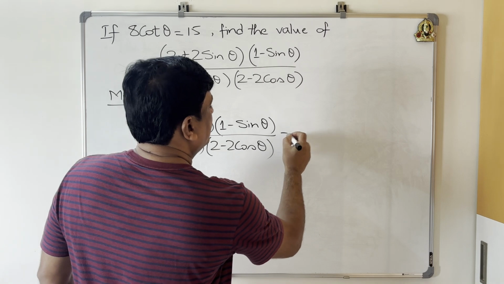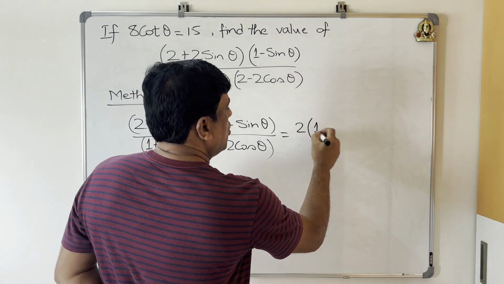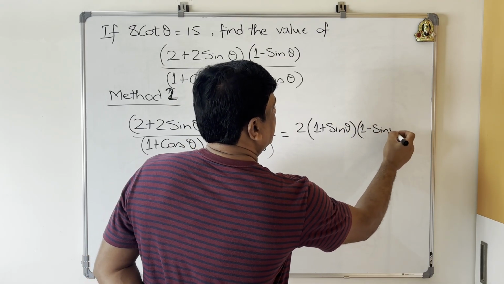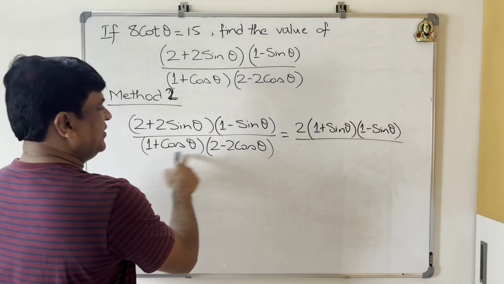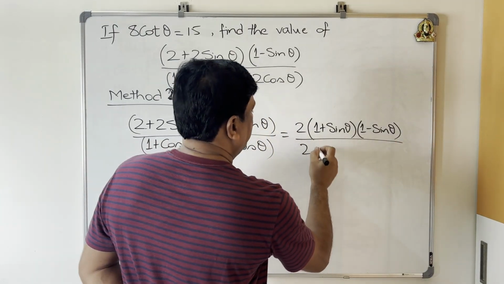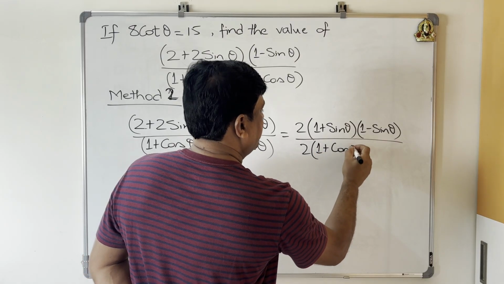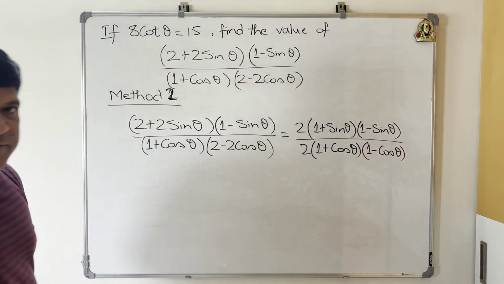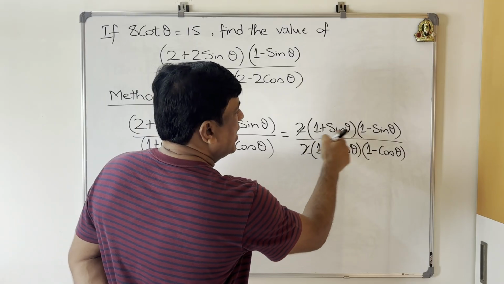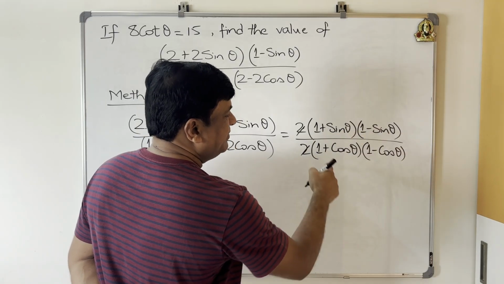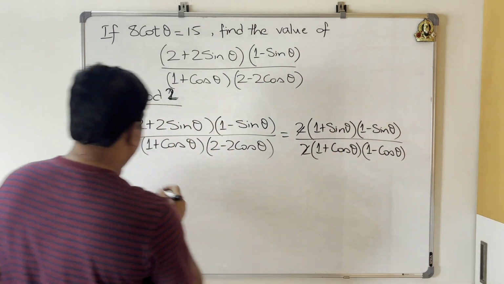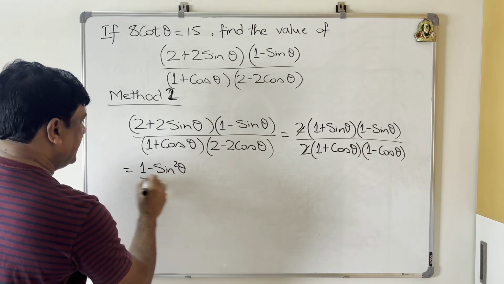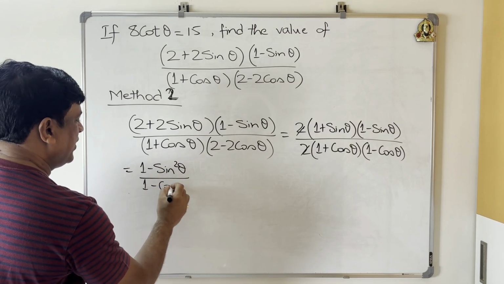Let's take it out. So I'll write it as 2 times 1 plus sine theta times 1 minus sine theta. Done. And in the denominator also, I have a 2 common. I'll put it outside. I'll write it as 1 plus cos theta and 1 minus cos theta. So 2 gets cancelled out. This is in the format of a plus b into a minus b. This is also in the format of a plus b into a minus b. So what can I go ahead and write? 1 minus sine square theta divided by 1 minus cos square theta.